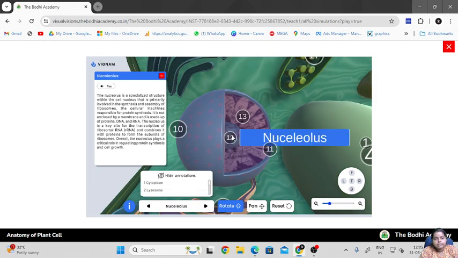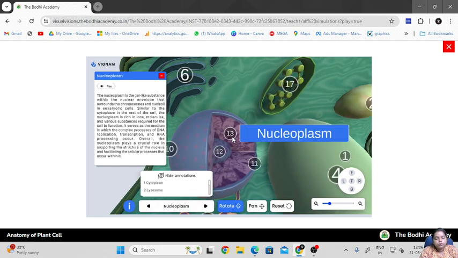Next is the nucleolus. What is the nucleolus? The nucleolus is the site or region which is responsible for the synthesis of ribosomes and RNA, which plays an important role in the protein synthesis mechanism. It helps in regulating protein synthesis and cell growth.